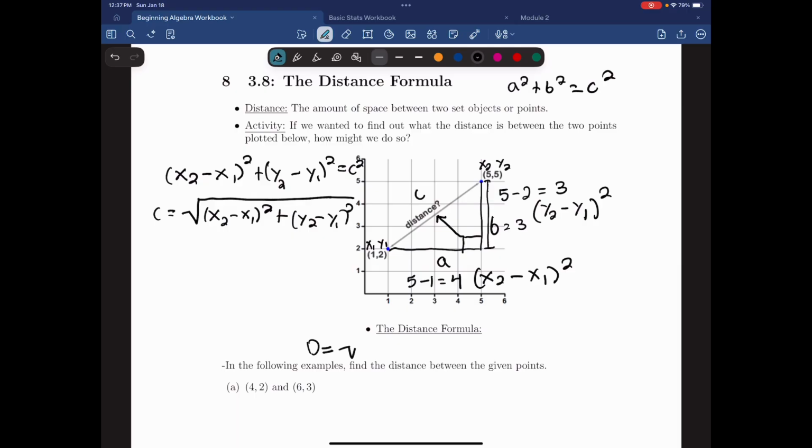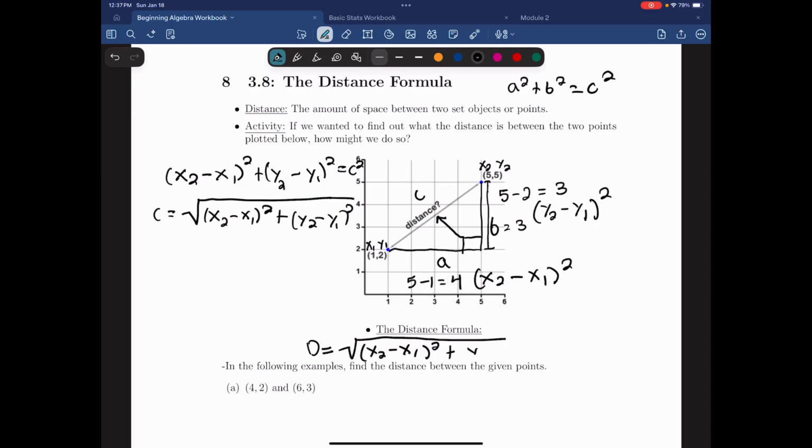We just derived what is known as the distance formula. So the distance formula is defined as d, which is distance, equals the square root of x2 minus x1 all squared plus y2 minus y1 all squared. That's the distance formula. That's where it comes from. This formula comes from the Pythagorean theorem.